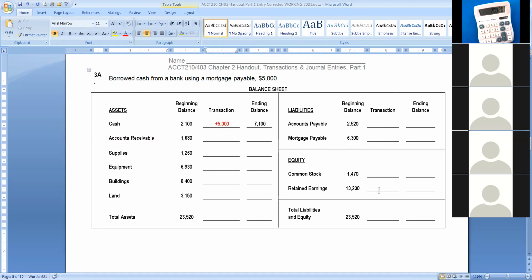And mortgage payable, up or down? Up. Good. It's actually going to go up because we're going to owe more. It's more of a negative. We're going to have to pay off $5,000 more when we pay off the mortgage. Eventually your cash is going to go down, but the mortgage payable itself is how much we owe, and so this will go up by 5,000. This increases how much we owe. So we no longer owe 6,300. We owe what, 11,000? Something like that.